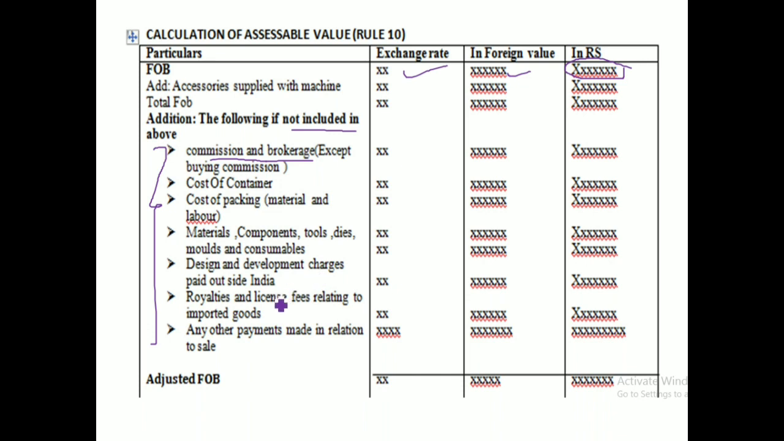Next, any royalties or license fees related to the imported goods, that is for the usage of this machinery, if we are paying any royalty or even license fees, we need to add them if they are not included in the above. For any other payment made in relation to the sale, we need to add all those here, a very important thing, that too if they are not included in the above. After adding all these things, we'll arrive at this adjusted FOB. That's what I have said.